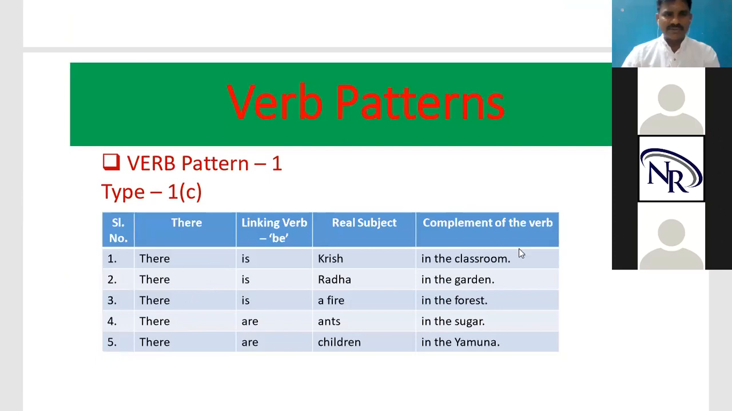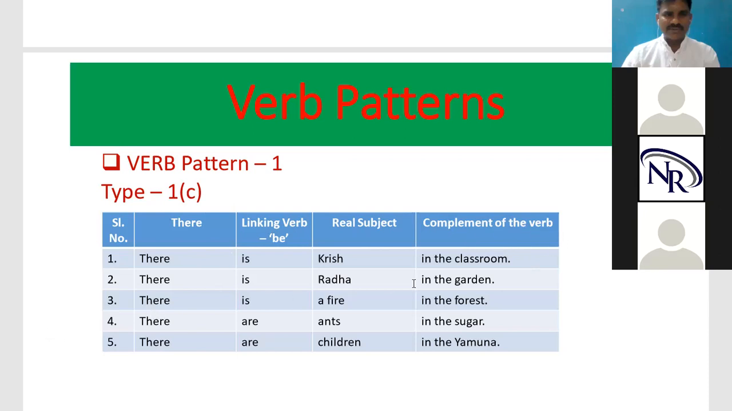There is Krish in the classroom. There plus linking verb plus real subject plus complement of verb. The structure is changed, but the meaning is same. Krish is in the classroom, that is the SVC structure. There is Krish in the classroom, this is another structure. Same subject, different structures.